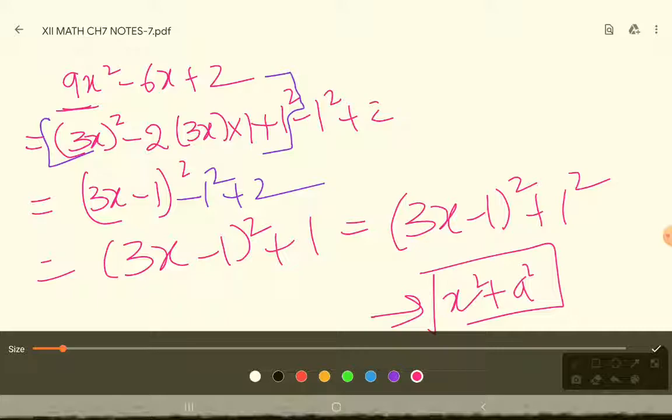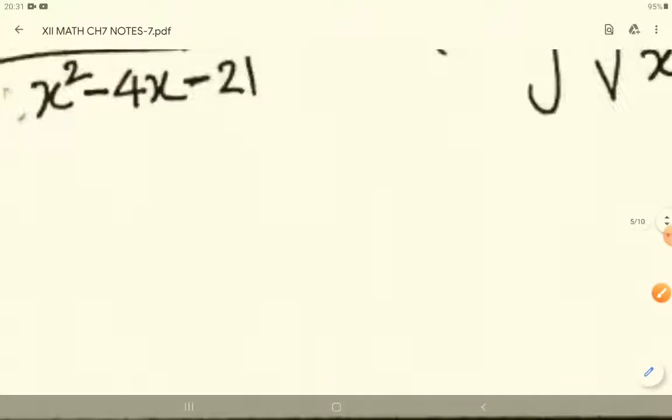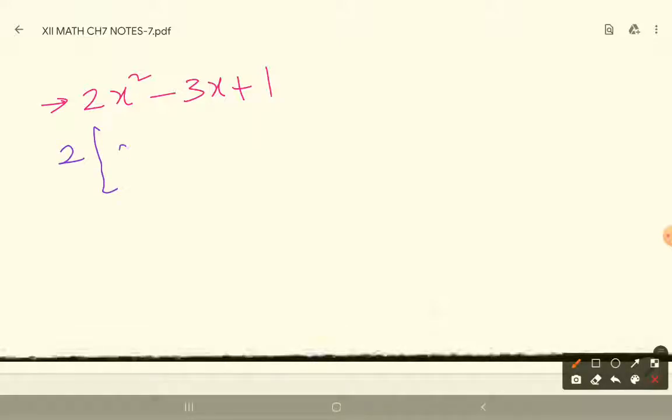So completing square is very important here: how to write the given expressions into completing square. Okay, so try to understand about the completing square. Now if the coefficient is other than 9, say 2x square minus 3x plus 1, this time 2x square is not a perfect square; the coefficient of x square is not a perfect square. This time take the 2 out first, then you get x square minus 3 by 2 x plus 1 by 2.